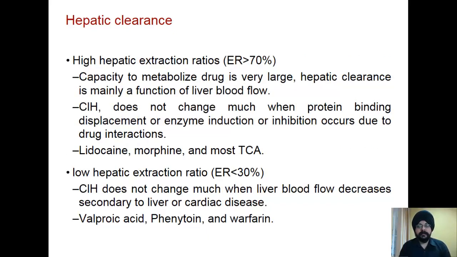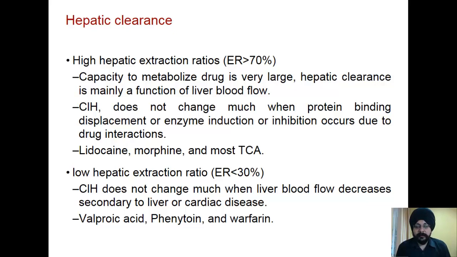For high hepatic extraction ratio drugs, the capacity to metabolize the drug is very high, and hepatic clearance is mainly a function of liver blood flow. The intrinsic clearance does not change much when protein binding, displacement, or enzyme induction or inhibition occur due to drug interaction. The examples of drugs with high hepatic extraction ratios are lidocaine, morphine, and most of the tricyclic antidepressants.